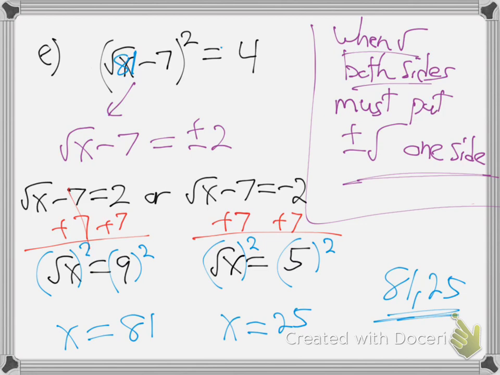What's the square root of 81? 9. 9 minus 7? 2. 2 squared? Yeah, 4. That's right, huh? See how 81 makes the equation true? And so does 25. If I put 25 in for that x, what's the square root of 25? 5. Take away 7. Negative 2 squared. Positive 4.